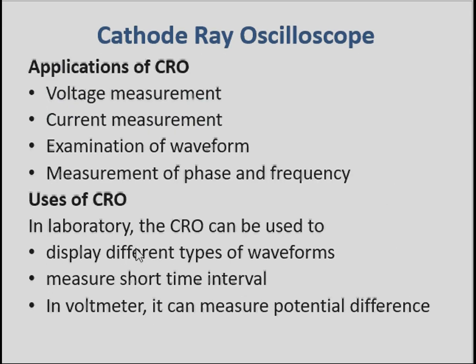Coming to the uses of CRO, it is used to display various quantities such as voltage, current, power, frequency, etc. It is used to measure short interval times, and as a voltmeter it can measure the potential difference between any two points. These are the applications and uses of CRO.